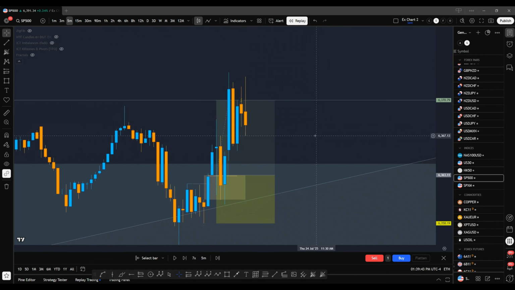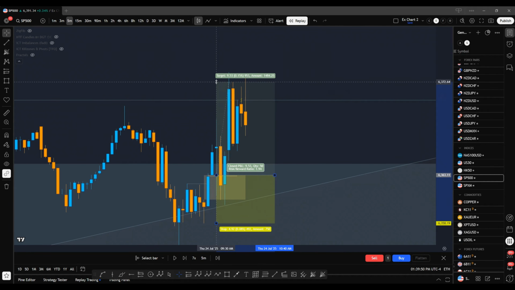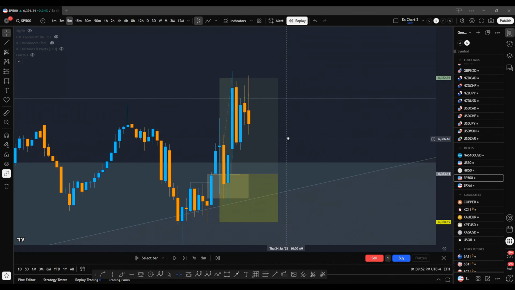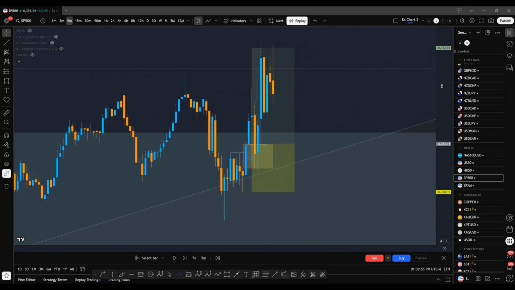Okay, easy, right? Tapped into it, respected the fair value gap, and then went all the way up to TP. And if I wanted to go for a 2R, that also would have been possible. All right, so it's just real simple.